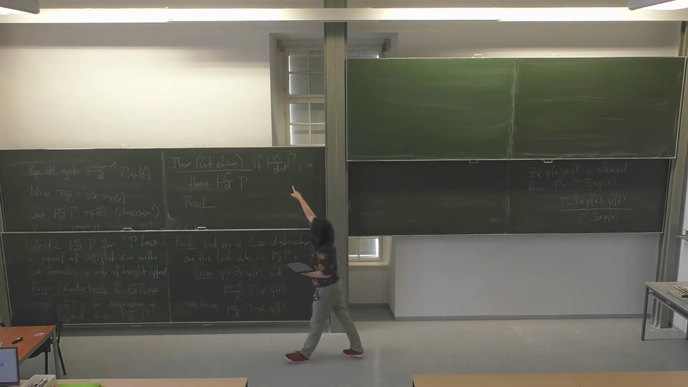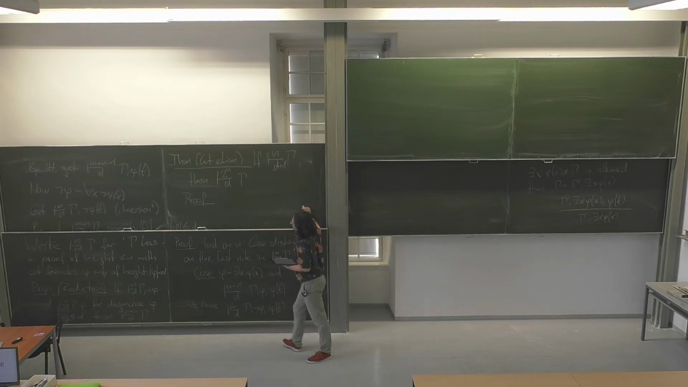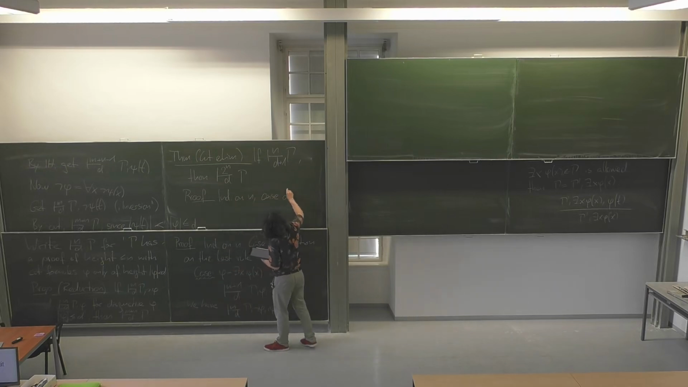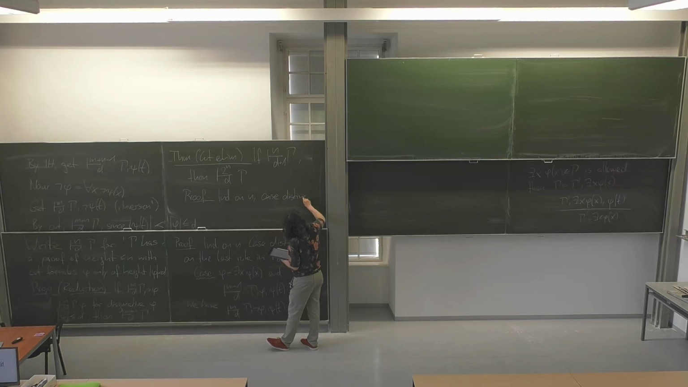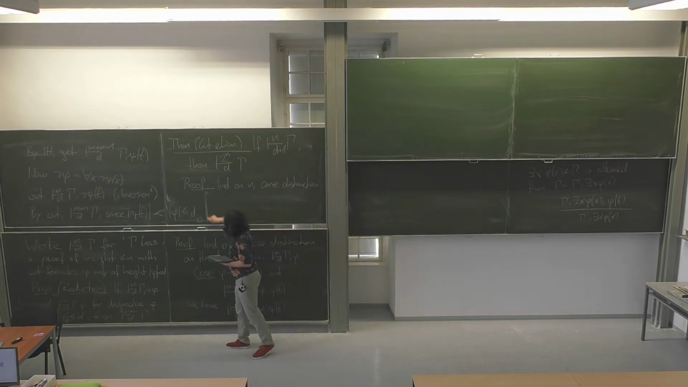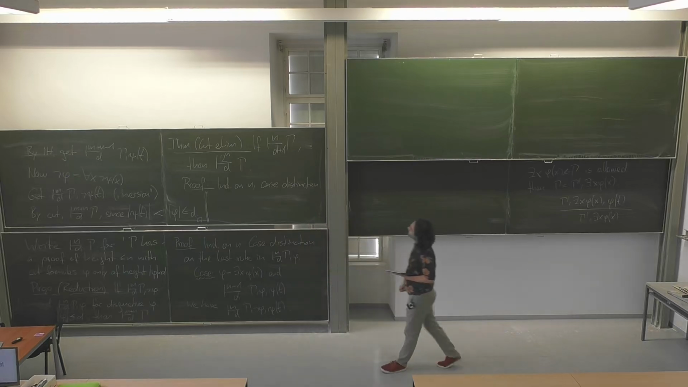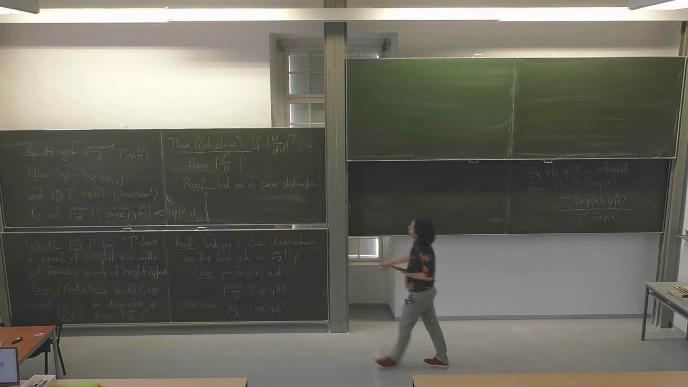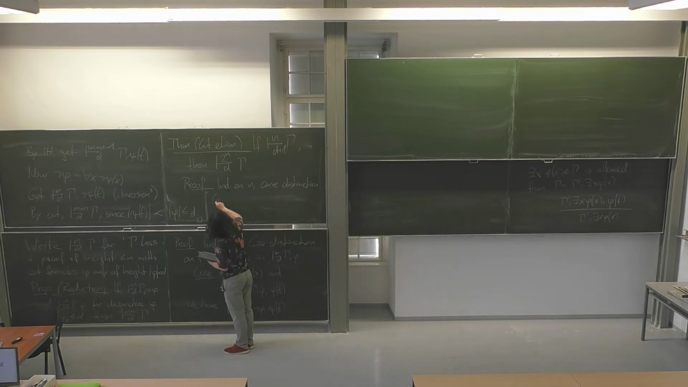Well, it's an induction on n, again, on the height of this given proof. And it's a case distinction, again, on the last rule that was used in this proof. And since you want to eliminate cuts, I guess it's not too unexpected that the crucial case is the one where the last rule was a cut.